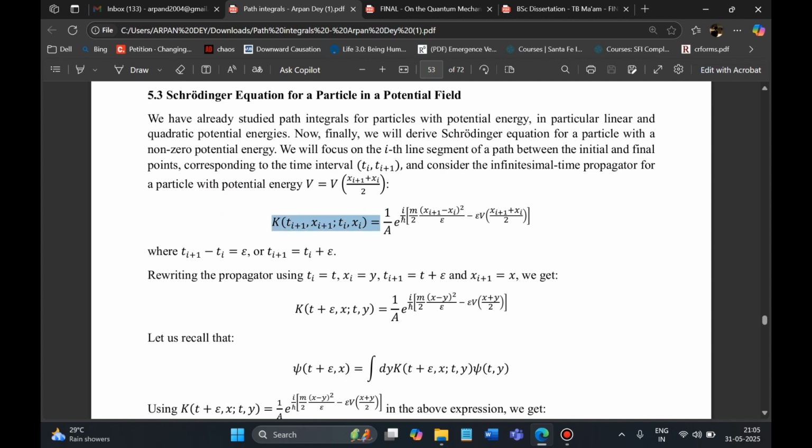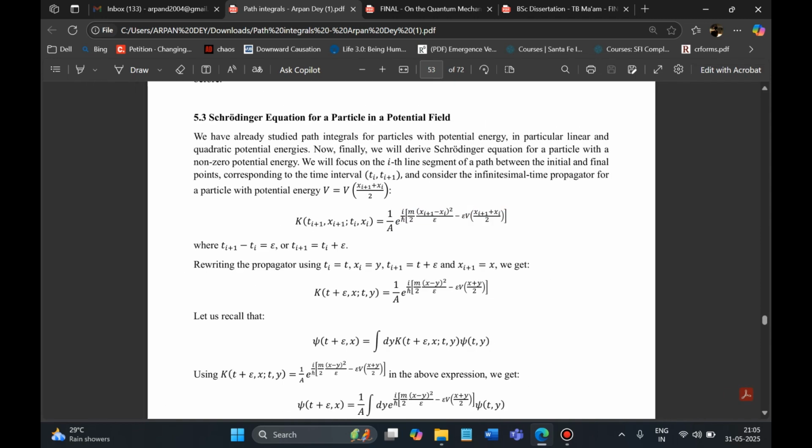So we start with the kernel. First we start with the kernel of only that midpoint, only that line segment from i to i+1. So the kernel for only that line segment will be what? K(t_{i+1}, x_{i+1}; t_i, x_i), the final point to the initial point. So that kernel we can write like this, right? 1 over A, e to the i S over h bar. In place of S we can write this.